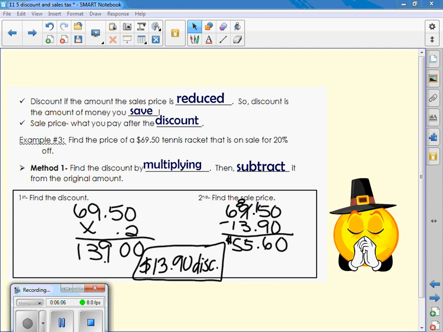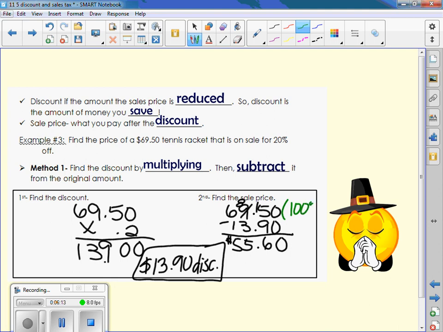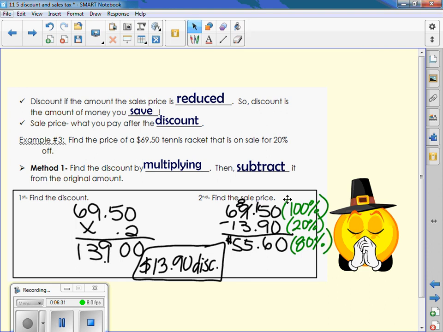Now let's go through and talk about what each of these numbers represents. $69.50 represents 100% of the cost of the, what are we talking about here? Tennis racket. Okay, $13.90 represents the discount, which is 20% off. So we're going to only end up paying 100 minus 20, which is 80%. This $55.60 represents 80% of my original price.